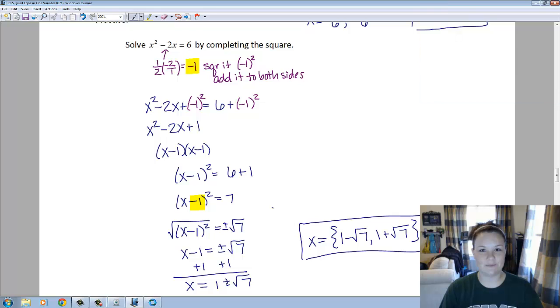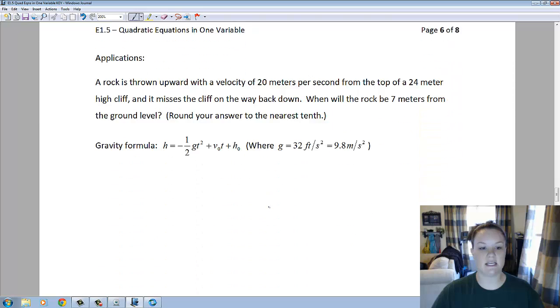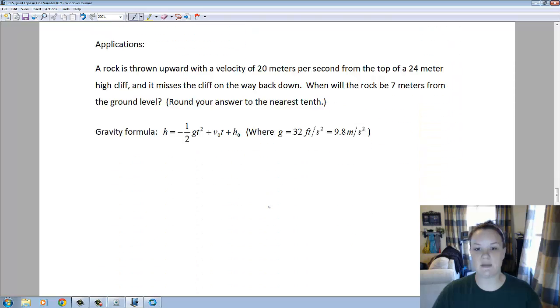This first one says, a rock is thrown upward with a velocity of 20 meters per second from the top of a 24-meter high cliff, and it misses the cliff on the way back down. When will the rock be 7 meters from ground level? Round your answer to the nearest tenth. Okay, anytime we have these, we use the gravity formula, which is given here. I'll give the gravity formula to you on a test. I won't ask you to memorize it. The only difference here is whether it's in meters per second squared or feet per second squared, we have a different number value on our coefficient here.